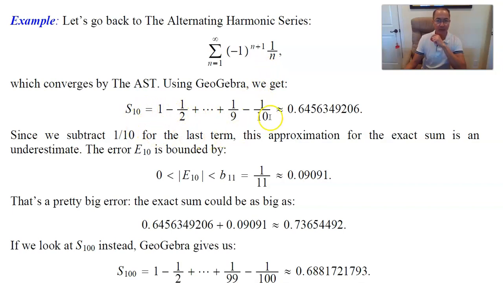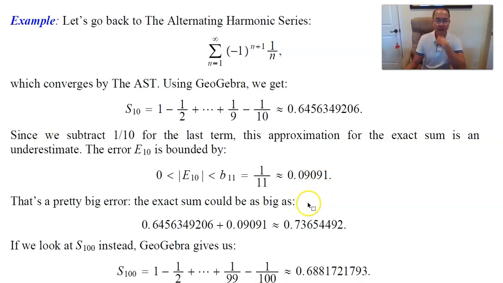We can use GeoGebra to get S10. Well, yeah, we already plotted them. So S10 is about 0.6456. Okay. So according to our theorem, the error E10 is bigger than 0, of course, in absolute value. We already know the error is positive, smaller than B sub 11, which is 1 over 11. Okay, that's approximately 0.0909 and so on. That's kind of big, isn't it?